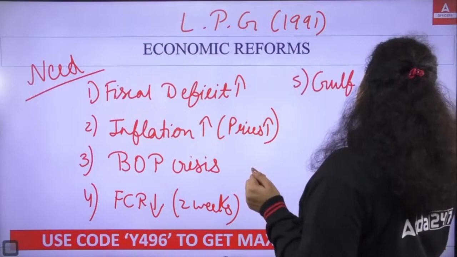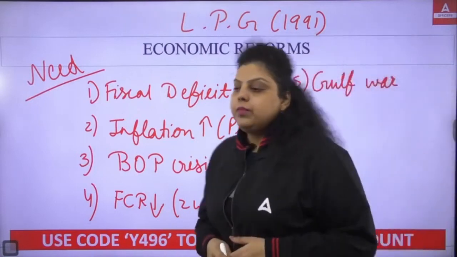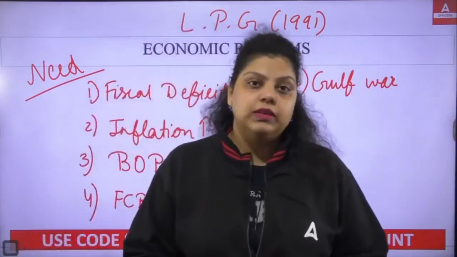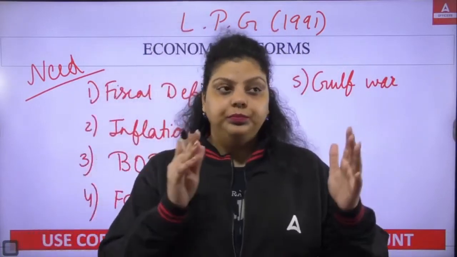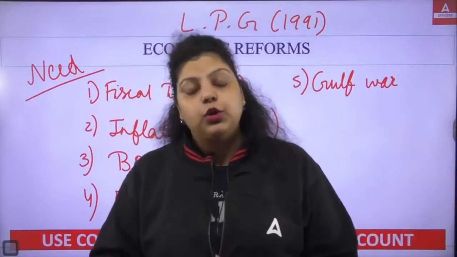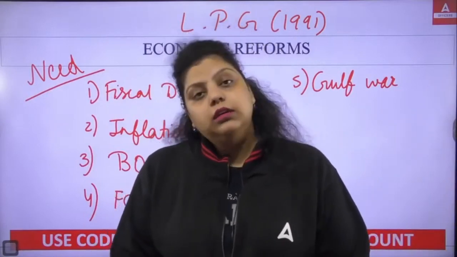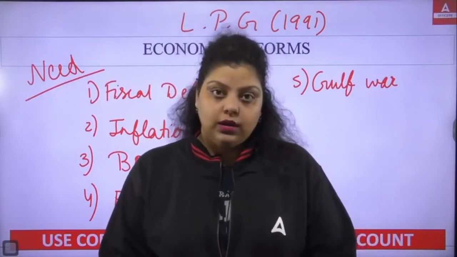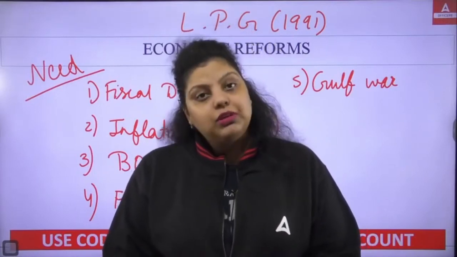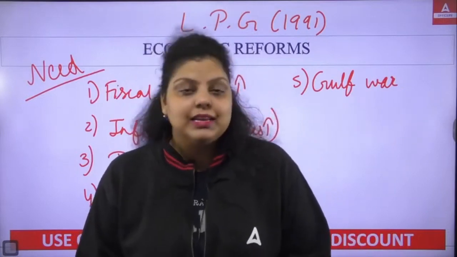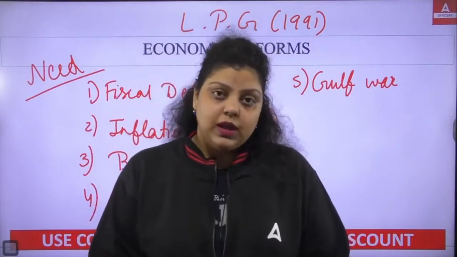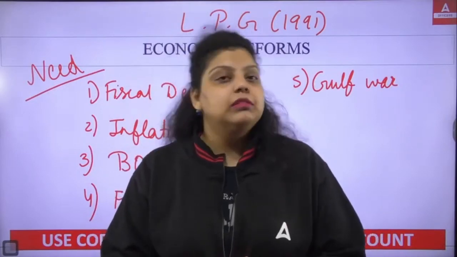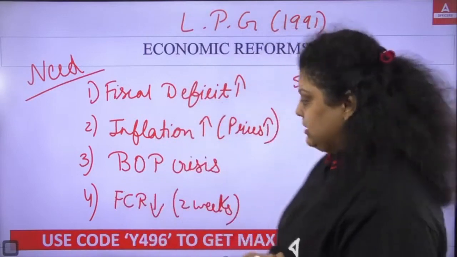Now what happened? The Gulf War happened, and after the Gulf War, we saw crude oil prices continuously increasing at a very high pace. India at that time, and still today, is an importer. India imports a large amount of crude oil. Because of that, the foreign currency reserves were decreasing, and we faced the balance of payment crisis because a lot of money went outside the country for the purchase of crude oil. So the Gulf War was one of the reasons.